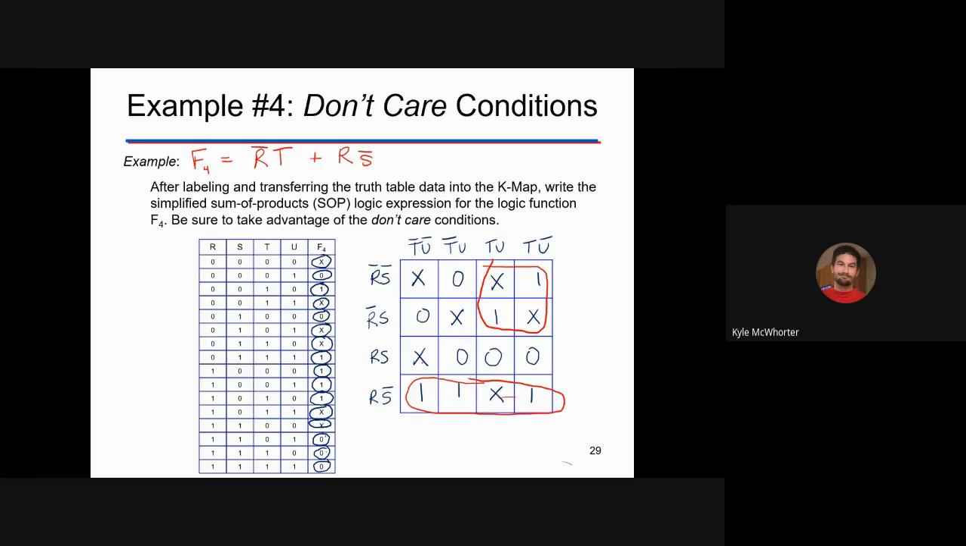Now we're going to look at the pairs, right? So I can make a pair right here, but I don't need to, right? Aren't all my ones already circled? So I don't have to circle anything else. That means that this baby is already all simplified. So since there's no more 1s, I don't have to circle any of these X's. I can treat them as 0s because they don't help me.